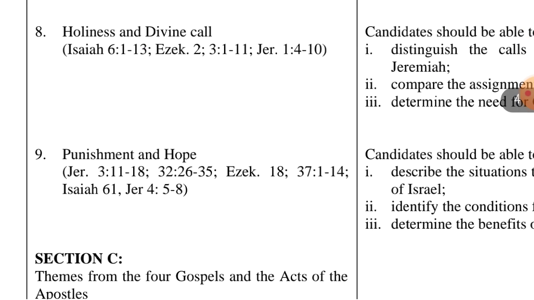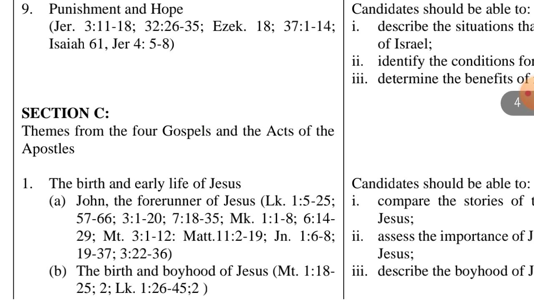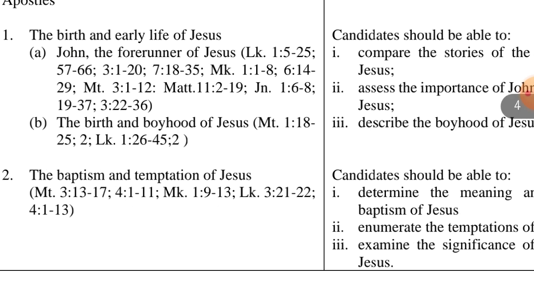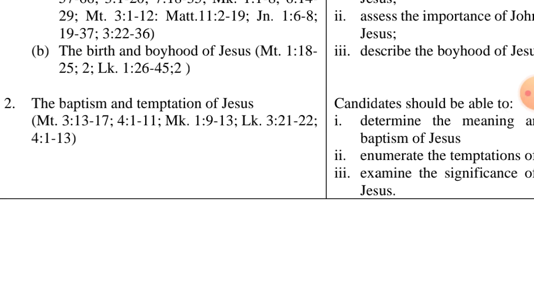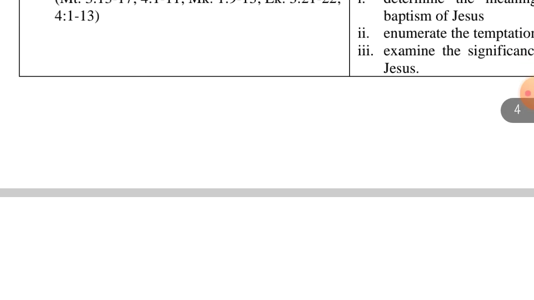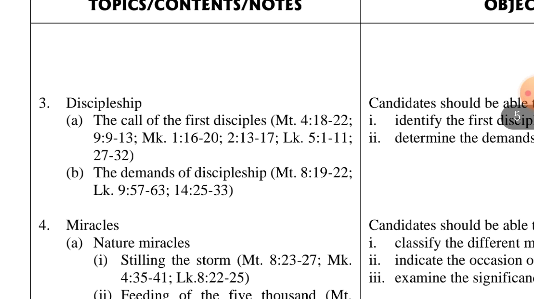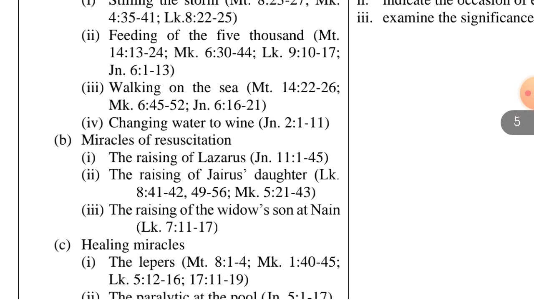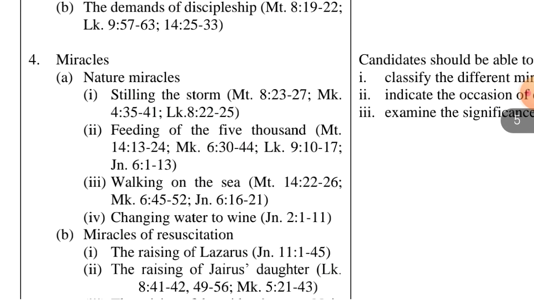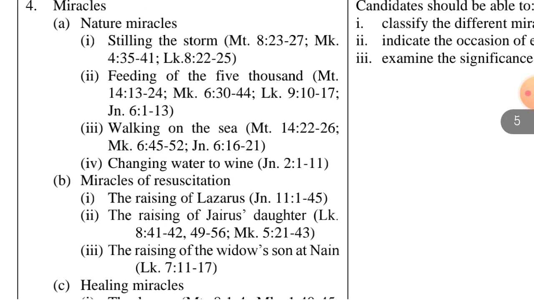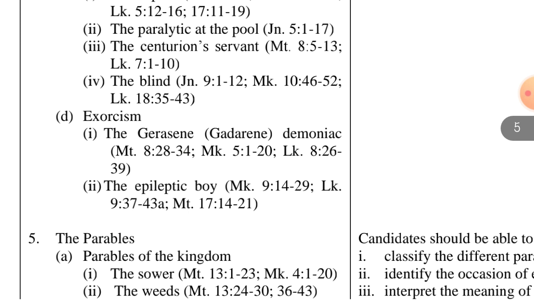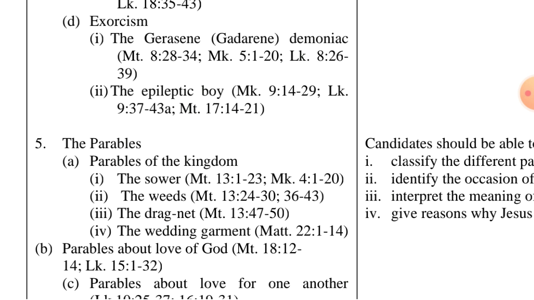We will proceed. Holiness and divine call as a topic. Punishment and hope as a separate topic. Section C, we have the birth and early life of Jesus. Section B, the baptism and temptation of Jesus. Section C, discipleship. Section D, miracles. Under it, we have nature miracles, miracles of Lazarus resurrection, healing miracles, exorcism.